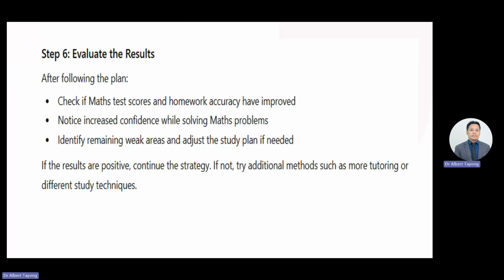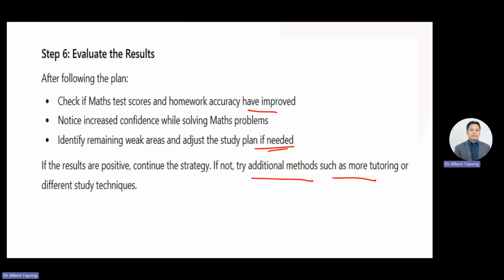And evaluating the results, after the solution here, check if math test scores and homework accuracy have improved. Notice increased confidence while solving math problems, and identify remaining weak areas and adjust the study plan if needed. If the results are positive, then continue the strategy. If not, try other methods or additional ones, such as more tutoring or different study techniques.